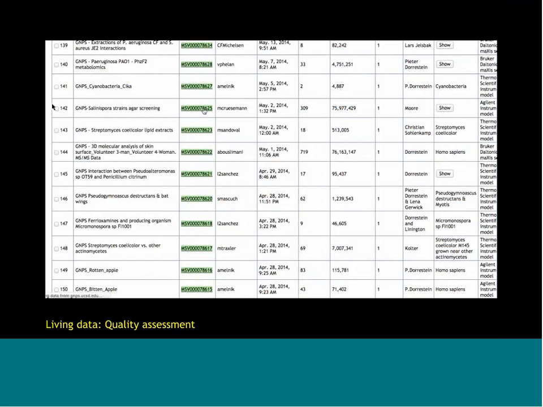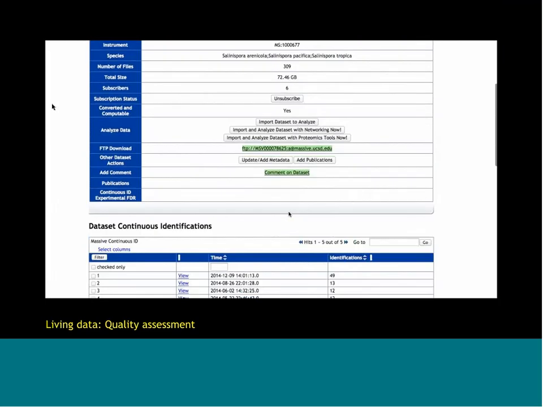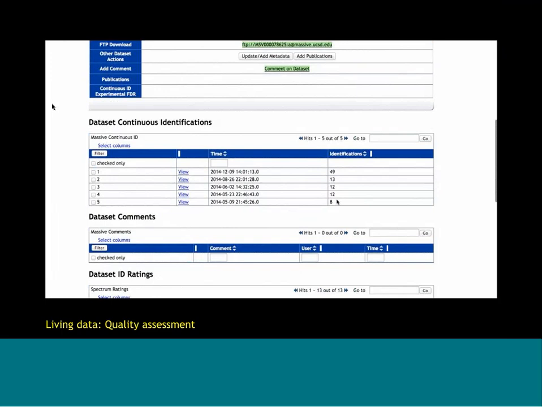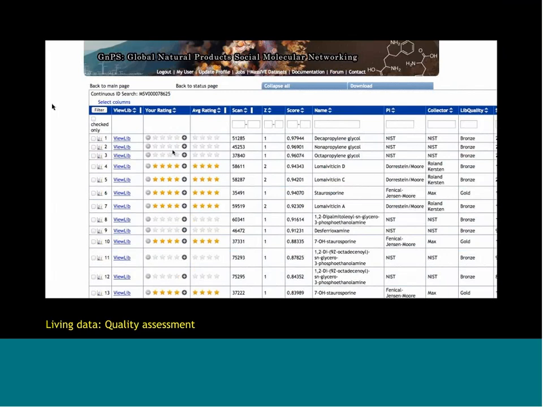So we have this concept of living data where we periodically annotate information. And here we're looking at one data set, and this data set has 6 subscribers. When it was uploaded, it had 8 annotations, and within a few months it grew to 49 annotations. You can look at this, and then you can look at the star ratings. And basically, now you as an end user can decide whether you trust these annotations or not. So for example, 1 star would be an incorrect annotation, 2 star where we don't have enough information to tell if it's correct or not, 3 star that it's an isomer or possibly correct, and then 4 star would be a correct annotation.